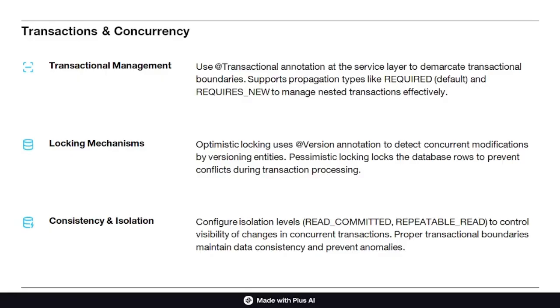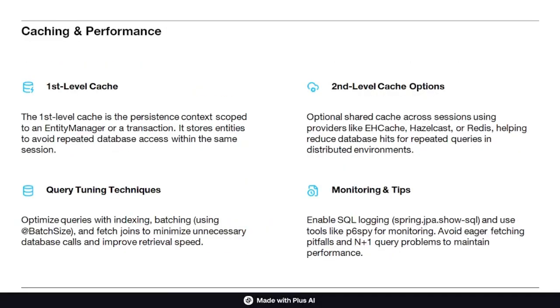Consistency and isolation: there are different types of isolation, like read committed, repeatable read, etc., of the concurrent transactions. Proper transaction boundaries maintain data consistency and prevent anomalies.